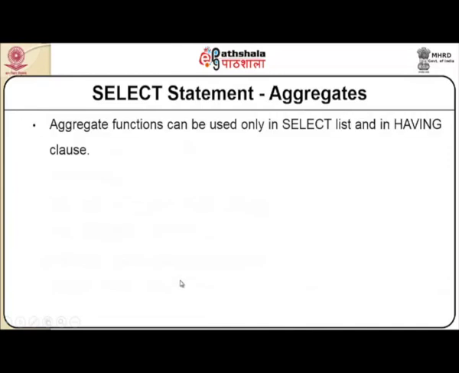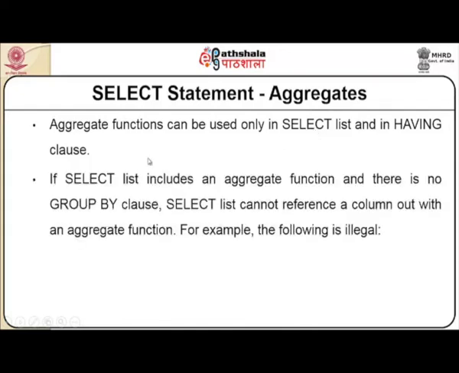Aggregate functions can be used only in the select list and in the having clause. If the select list includes an aggregate function and there is no group by clause, the select list cannot reference a column outside of an aggregate function. For example, we cannot use it in the same format, select staff number, count salary from staff.